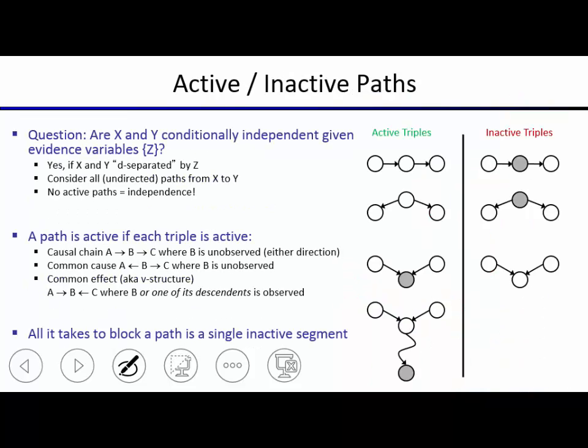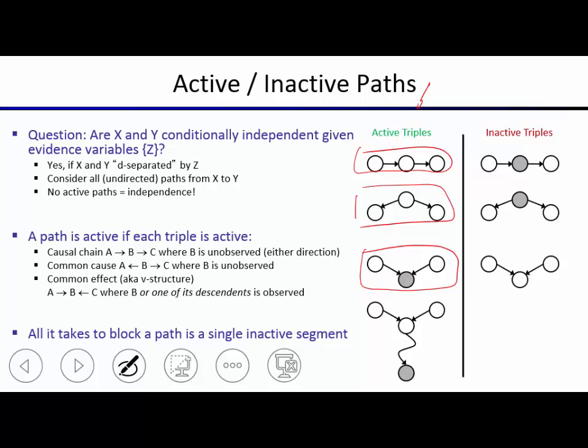So here's the catalog that we need to look at. There are active triples and inactive triples. The first column here are the active triples. So what are the possibilities? When you have three variables, you could have a causal chain, that's the first one. If the middle node is not observed, this is an active triple. We could have a common cause. If the middle node is not observed, we have an active triple. We could have a V structure, the common effect. If the middle node is observed, this triple is active. So it's the other way around.